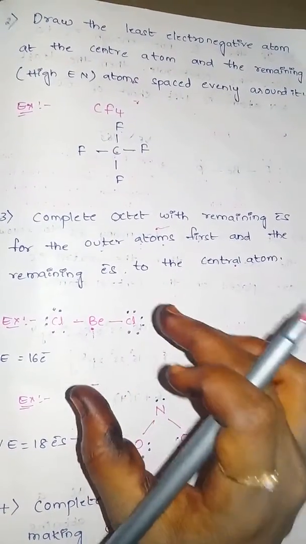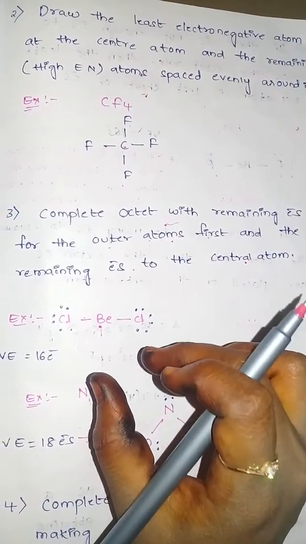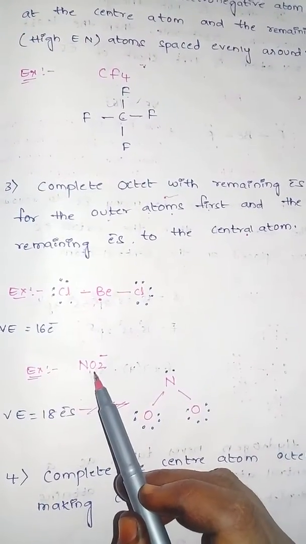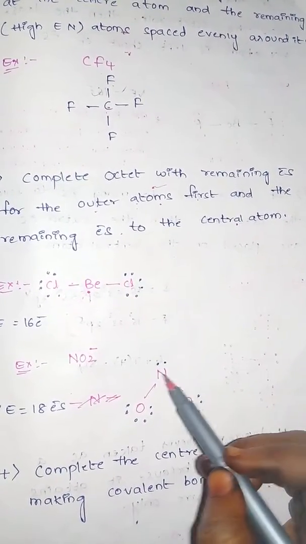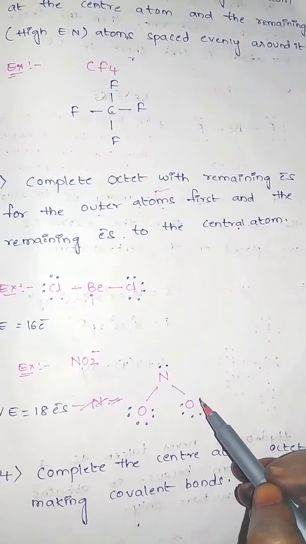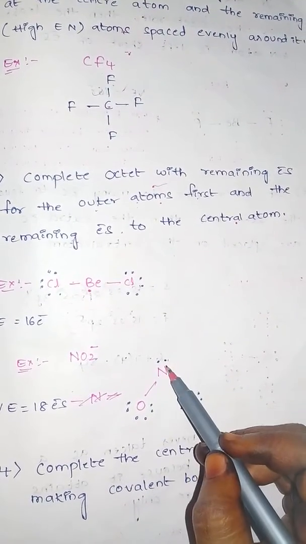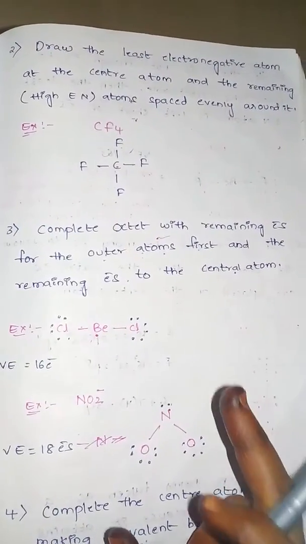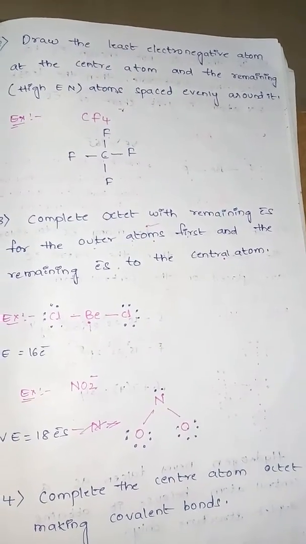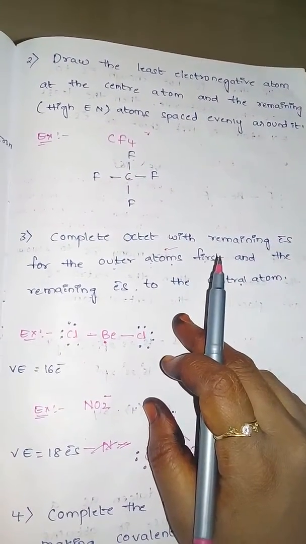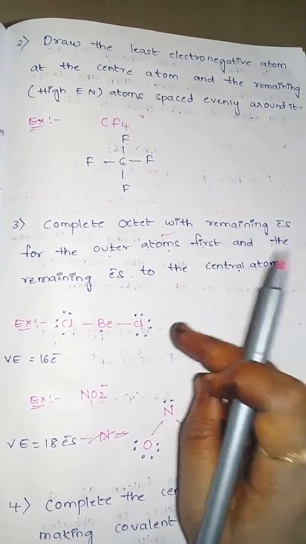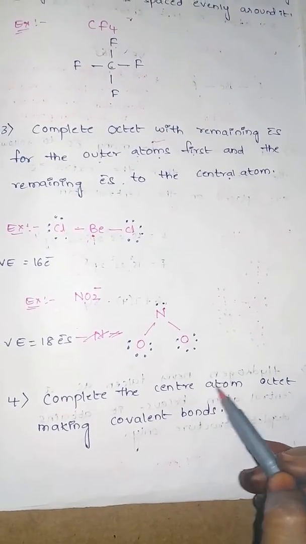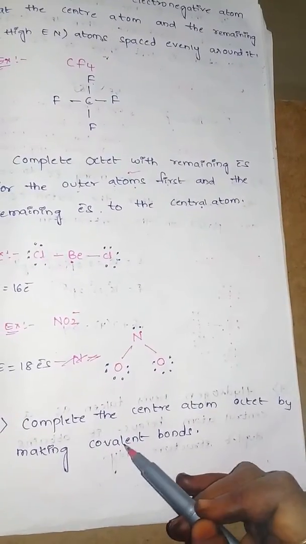This is the third rule: first complete the octet for the outermost atoms and then for the central atom. Next, for the NO2 minus molecule, first fill the octet electrons for the outer atoms and then for the central atom. So the first rule is to count the number of valence electrons, the second rule is to draw the least electronegative atom at the center, the third rule is to first complete the octet for the outermost atoms and then the central atom, and the fourth rule is to complete the center atom octet by making covalent bonds.